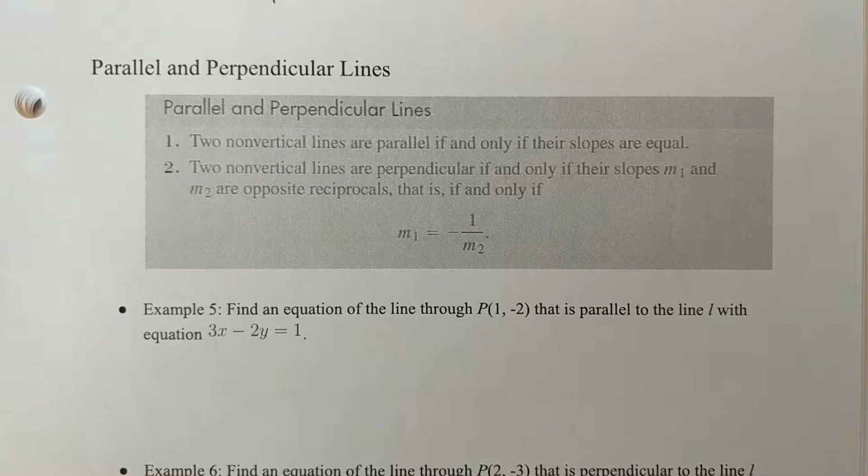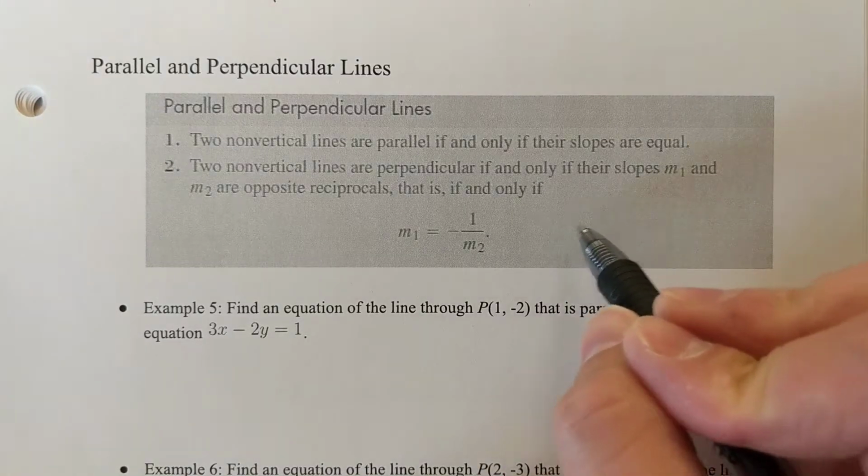Two non-vertical lines are parallel if and only if their slopes are equal. The reason it says non-vertical is that vertical lines technically do not have a slope, so they cannot be equal. And two non-vertical lines are perpendicular if and only if their slopes m1 and m2 are opposite reciprocals. That is, if and only if m1 is equal to -1 over m2.